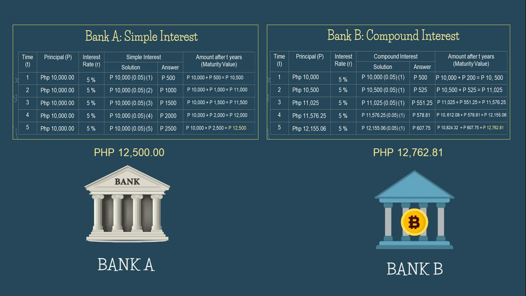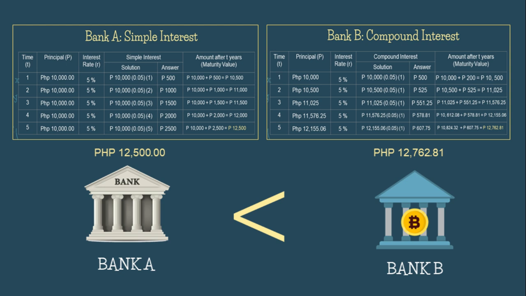Now, going back to our question, kung kayo po si Juan de la Cruz, aling bangko po yung pipiliin nyo? Is it the Bank A or the Bank B? So if we're going to analyze, Bank A has a return or expected return of 12,500, while si Bank B, ang expected return po natin is 12,762.81. So that's a matter of 200 something, no? So kung ako po si Juan de la Cruz, ang pipiliin ko po is Bank B kasi meron po siyang mas malaking return kaysa kay Bank A.